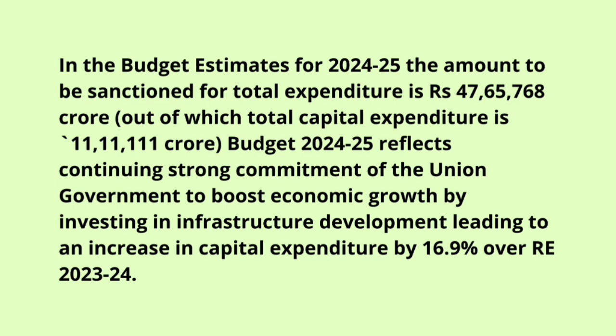In the budget estimates for 2024-25, the amount to be sanctioned for total expenditure is Rs 47,65,768 crore, out of which total capital expenditure is 11,11,111 crore. Budget 2024-25 reflects the continuing strong commitment of the Union government to boost economic growth by investing in infrastructure development, leading to an increase in capital expenditure by 16.9% over revised estimates 2023 to 2024.